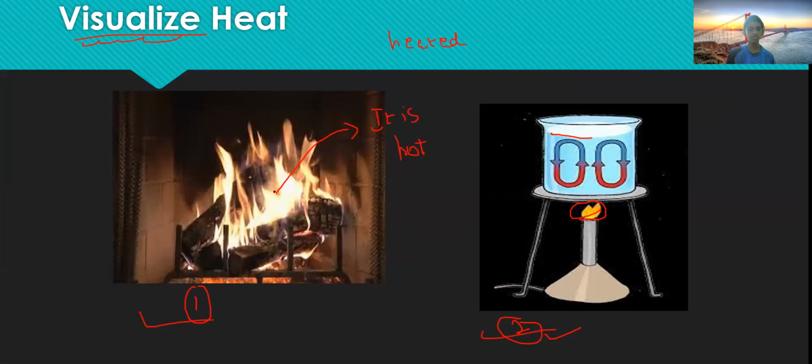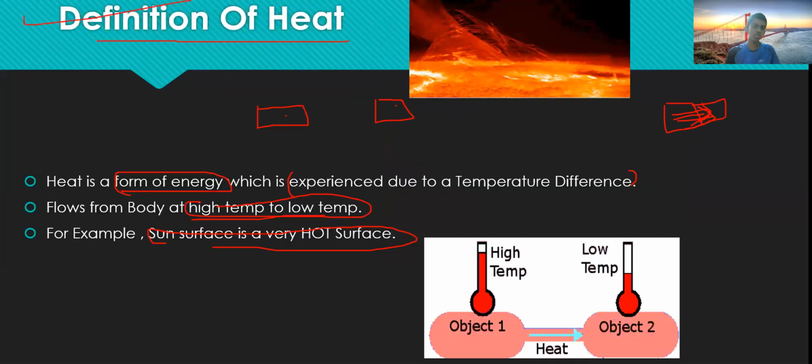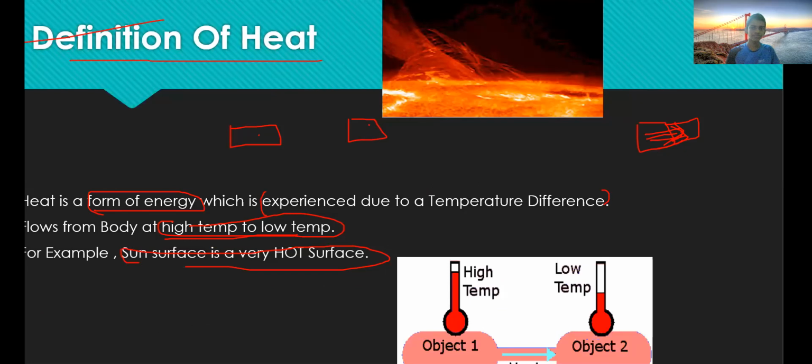In the first picture you can see wood is being burnt, or we can say it is very hot. In other words, the wood is being heated. So today we are just going to discuss this word, heated. First of all, let us know the definition of heat.